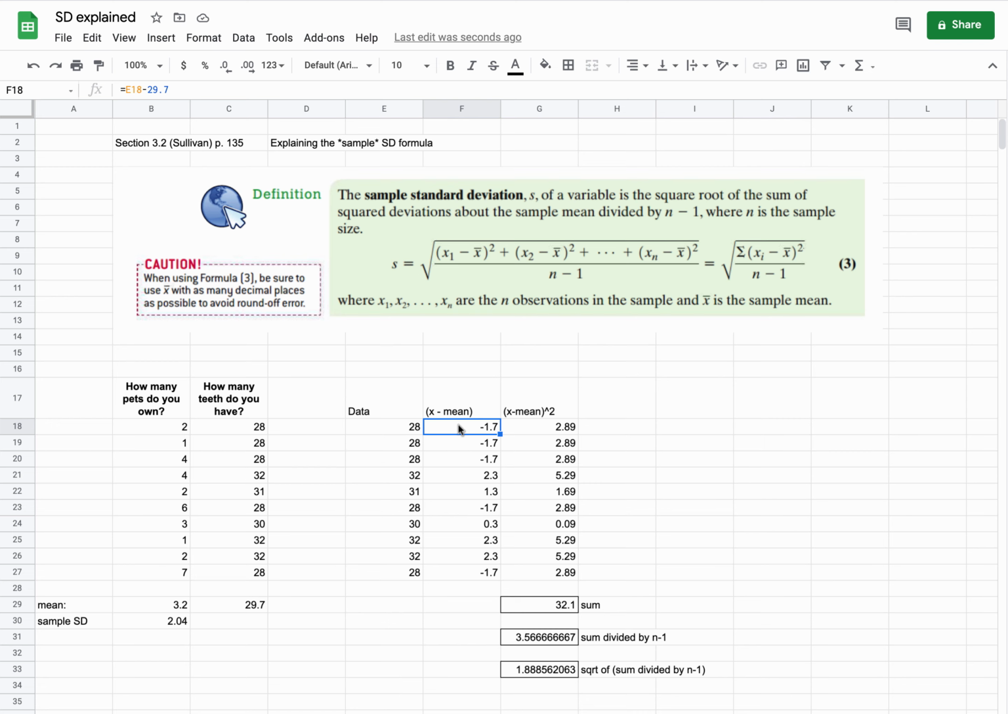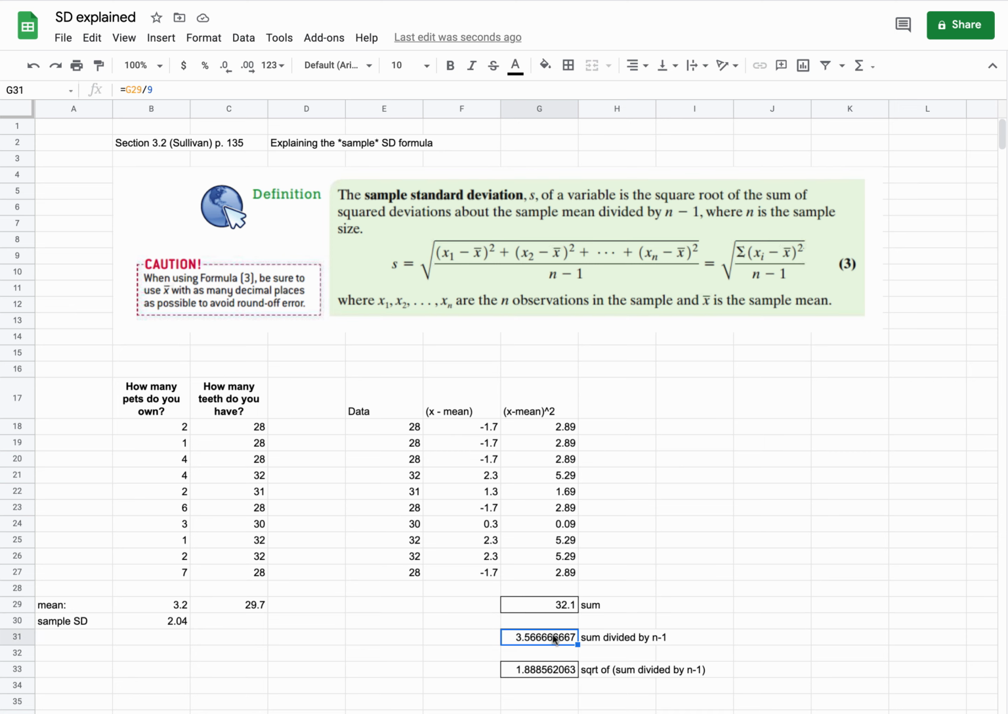So now here we can see that there's a lot of repeating numbers because there are a lot of people who have 28 teeth exactly. So I'm going to see the x minus the mean of an answer of negative 1.7 quite a lot, and anyone who's varying will have a slightly different difference. Then my formula was squaring the previous answer. So there's my squared deviations. Here's my sum of those squared deviations.